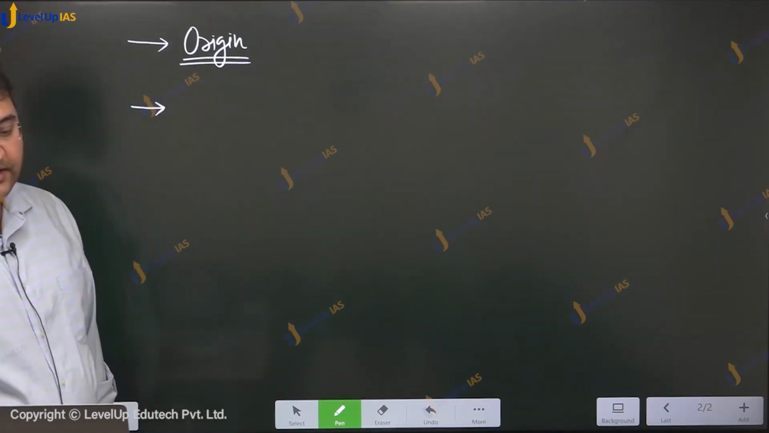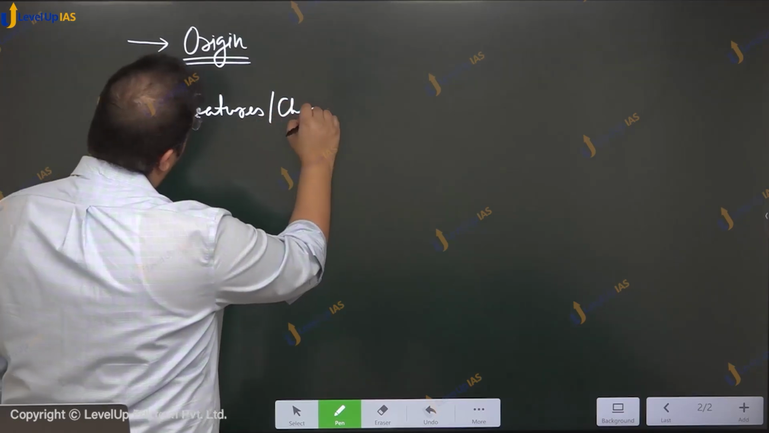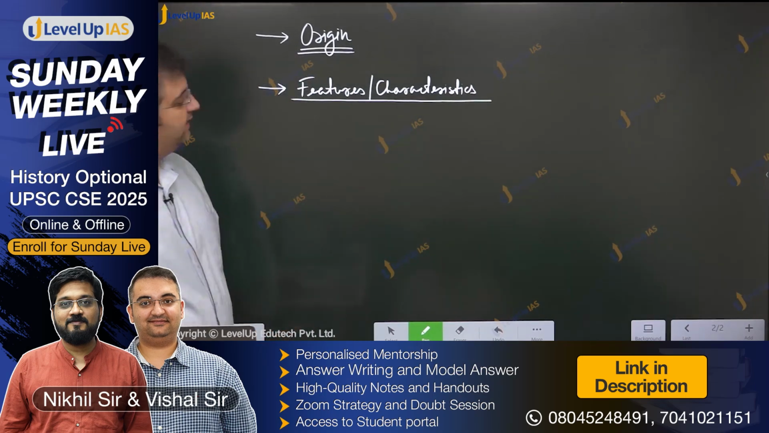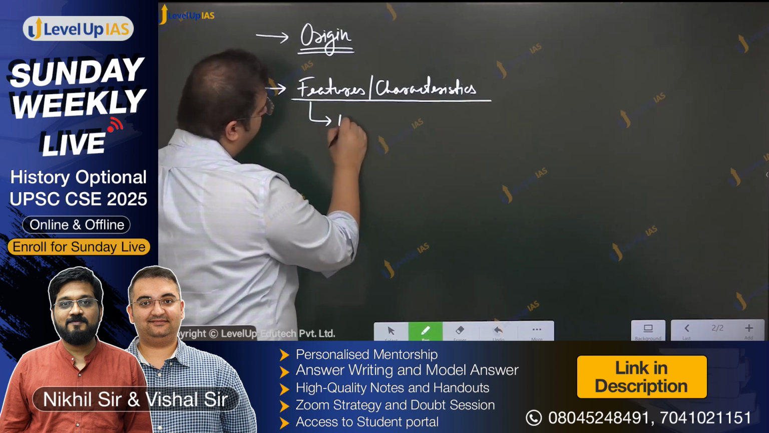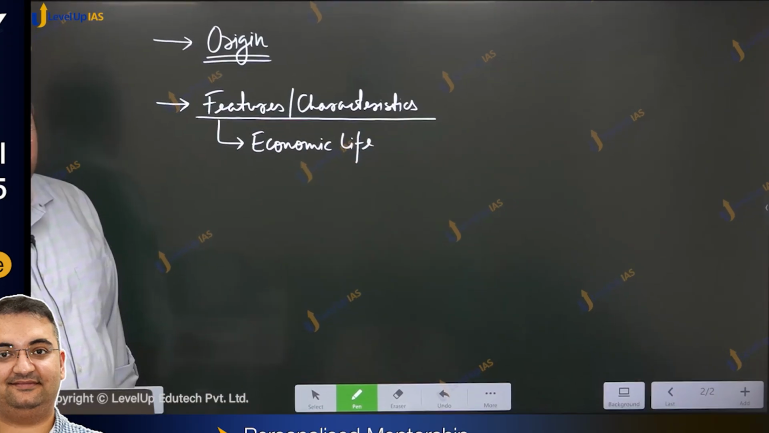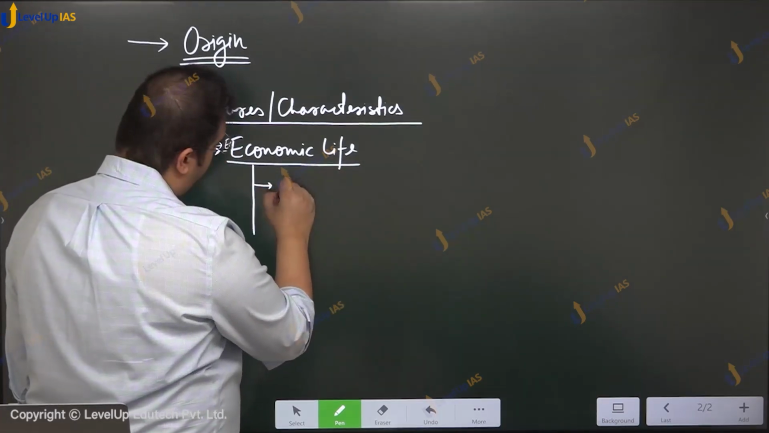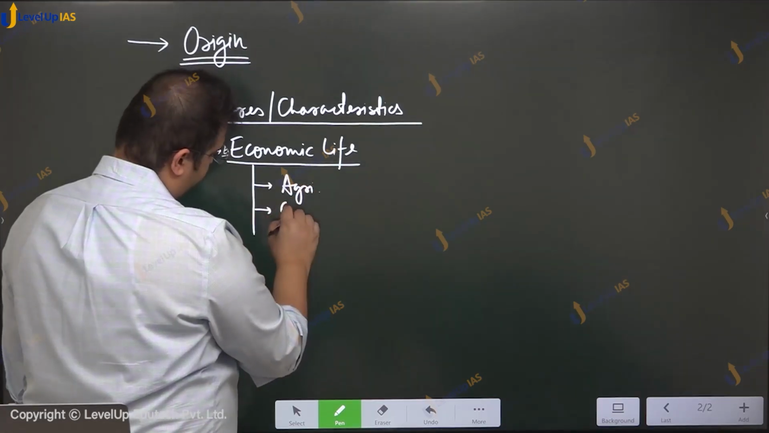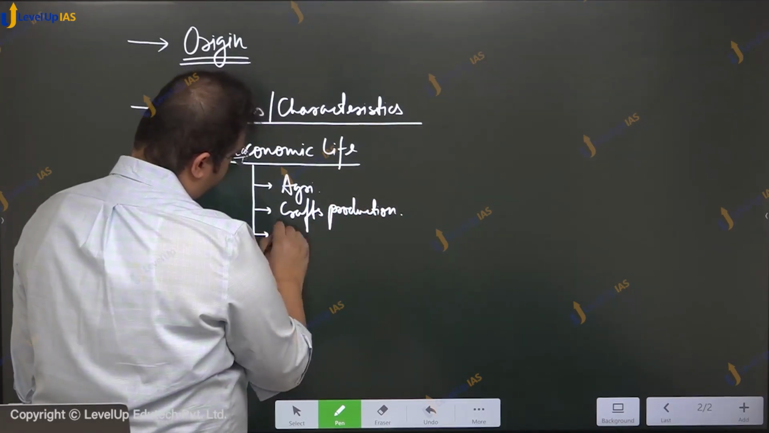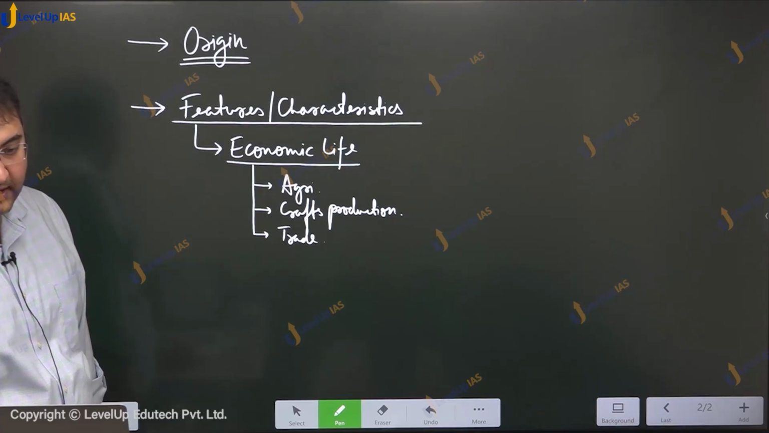A question may emerge from the features or characteristics of the Harappan civilization. Namely, what were the features of economic life of the Harappans? And here specifically questions may arise from agriculture, crafts production, trade, and their impact on the lives of the Harappan people.